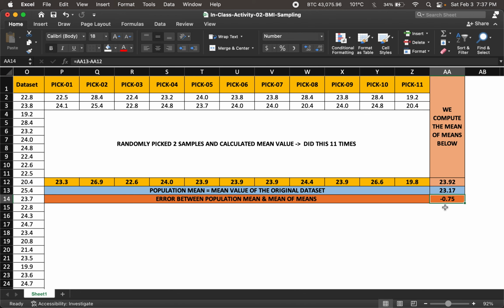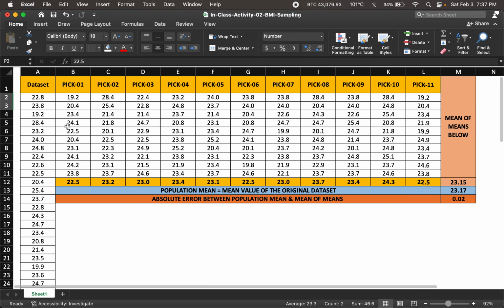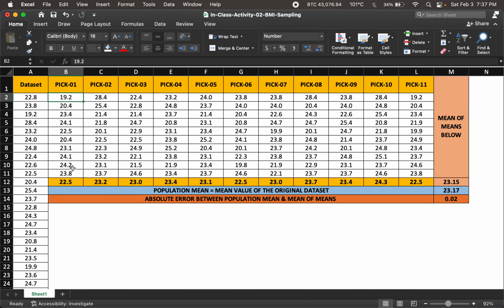What's interesting is if instead of having two samples for each pick, if we go ahead and have, say, 10 samples for each pick, and then compute the mean and end up with the mean of means, such as this here in this column, and then compare that to the population mean, we end up with a lower error between these two values, right?